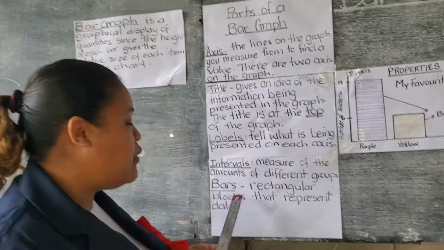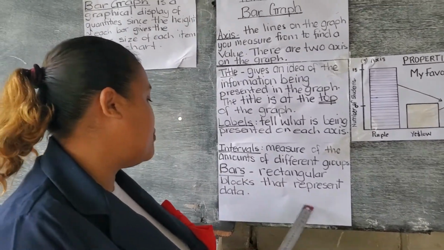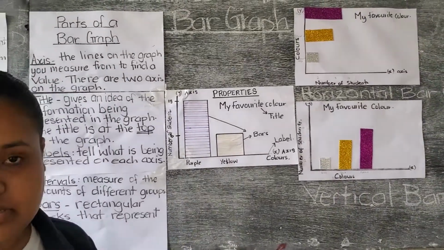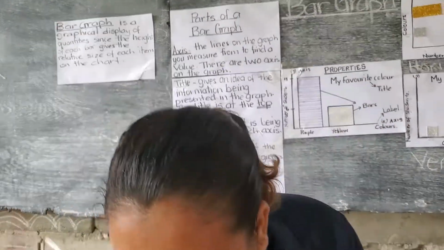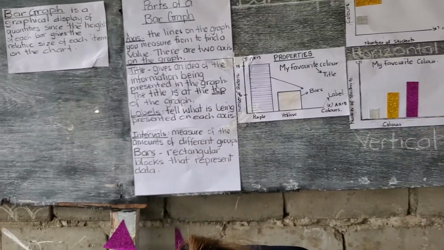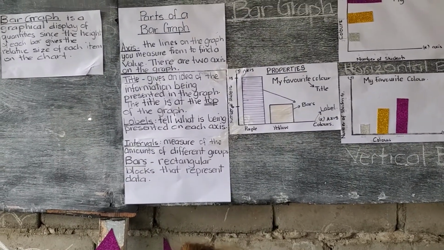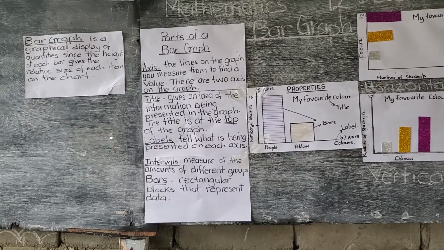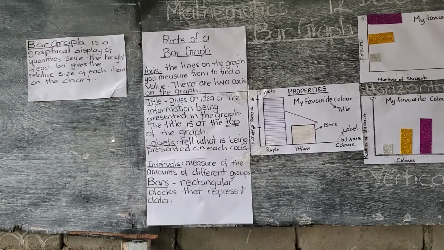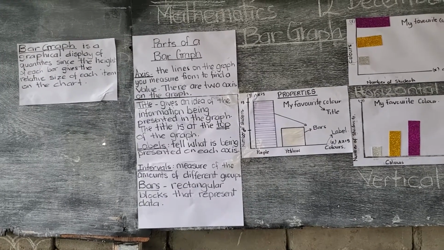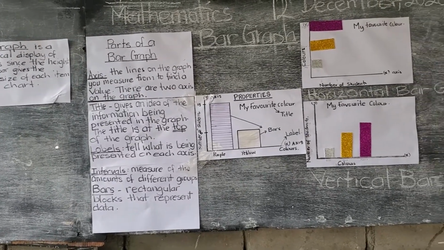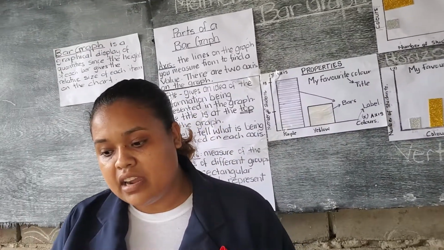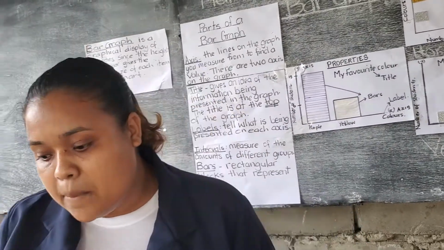And it says bar, which are rectangular blocks that represent data. So these here are our bars. Does everyone understand that? Now, before we continue, I have some additional points I would like to give you. I would not be writing them on the board. However, I have a handout to give you with that information. Okay, boys and girls?